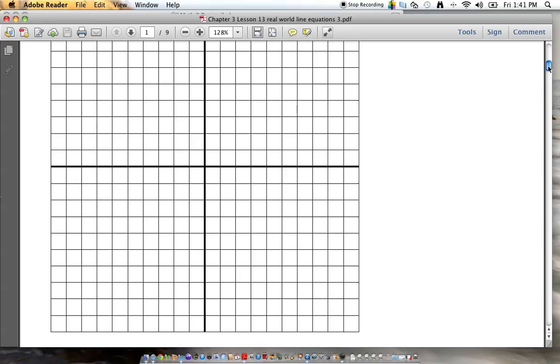2, 0, 4, negative 2. Okay. 2, 0 is here. 4, negative 2 is here. What's the slope? Down 2 over 2. And what does down 2 over 2 reduce to? Negative 1 over 1.